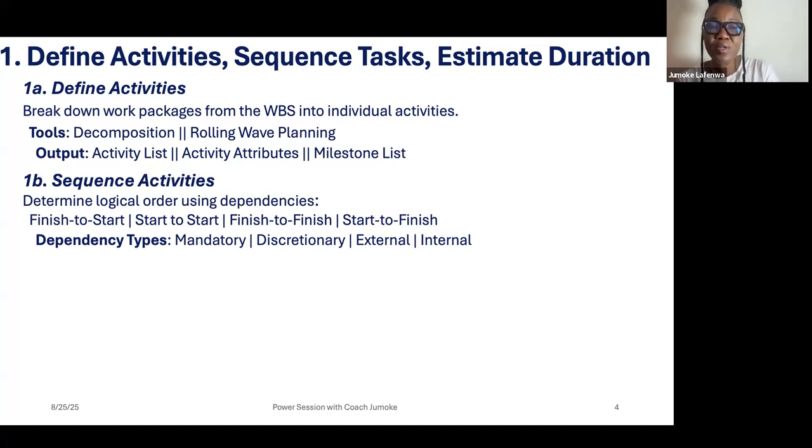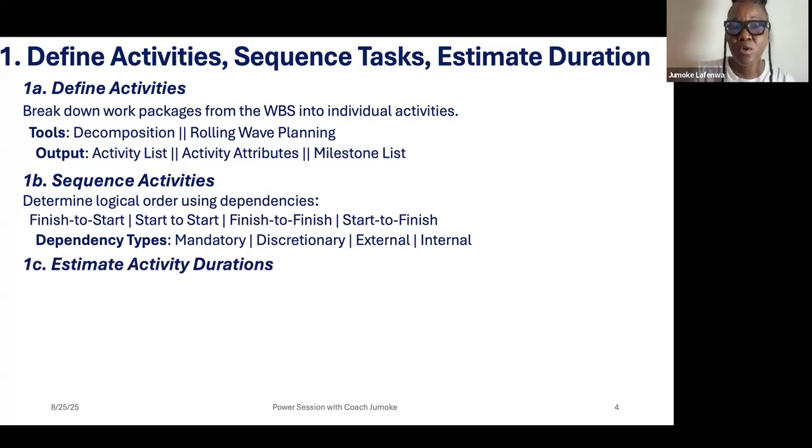Then you could also have dependency that is external to the project. You also don't have a choice. If a government says you have to take a permit before you can start work, it falls under mandatory. You don't have control over that. If it's internal, you may use your discretion because you may have control over it. So these are what you should know when it comes to sequencing.